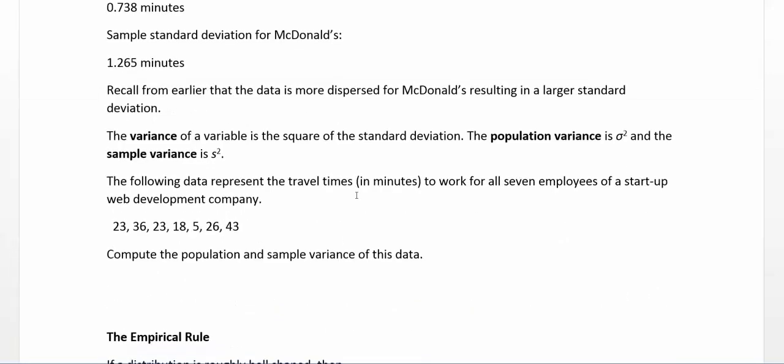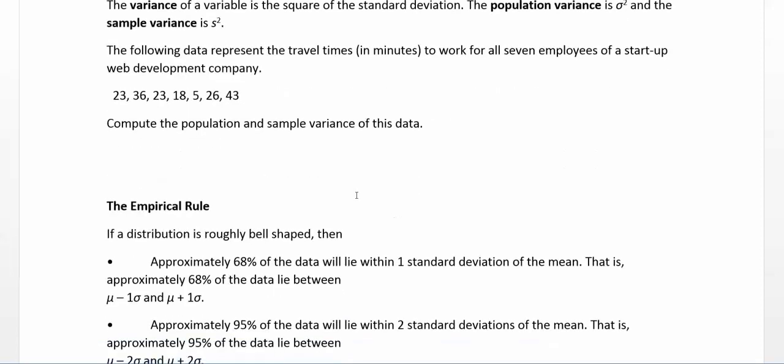Speaking of which, variance is what we get if we don't take the square root. So if we have standard deviation, we just go back and square the standard deviation to get the variance.